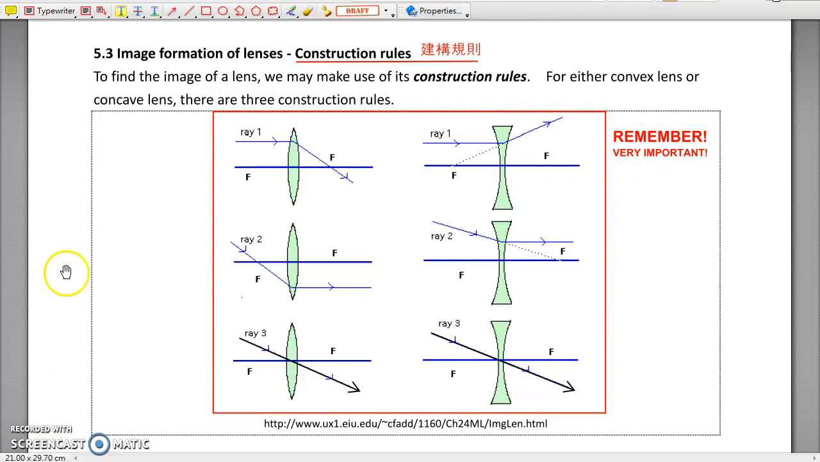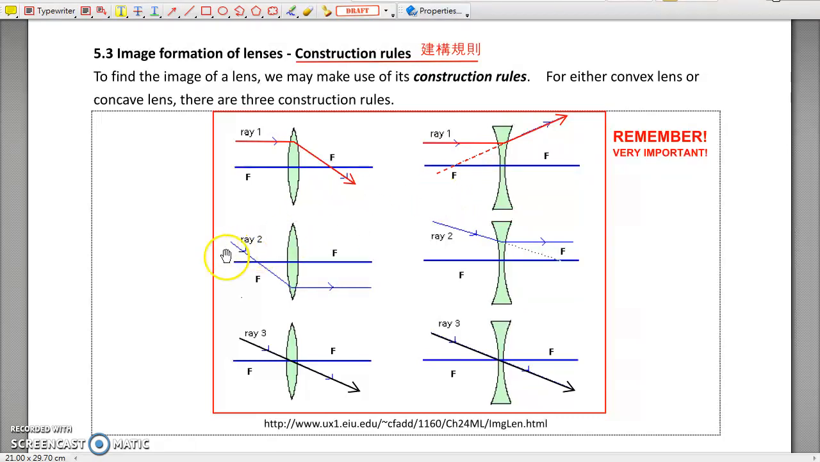Second, let's go to ray number 1. When the light ray goes this way, parallel to the principal axis, it will be refracted to pass through the focus on the other side. This is for convex lens. Similarly, for concave lens, when the light ray goes parallel to the principal axis, it will be refracted along this direction so that the refracted ray appears to come from a point on the principal axis, which is the focus.